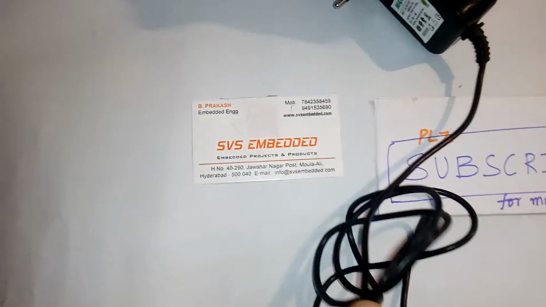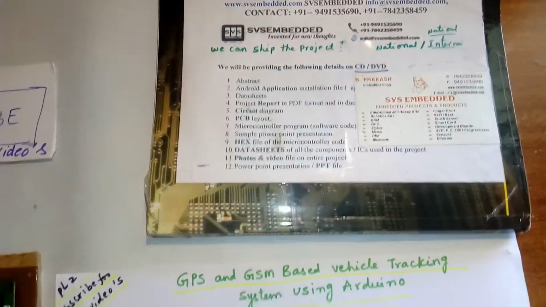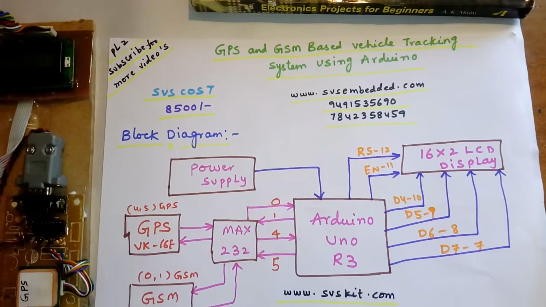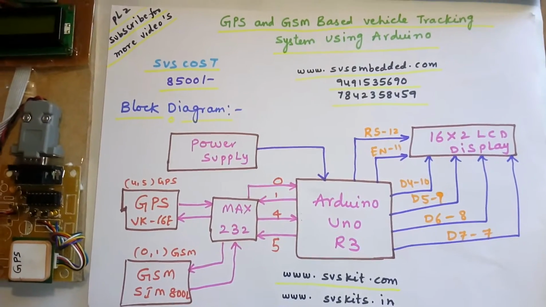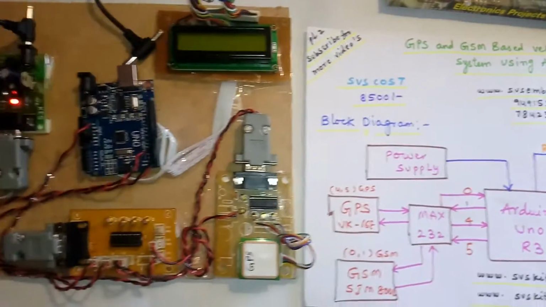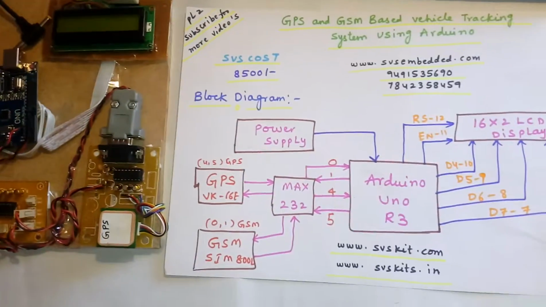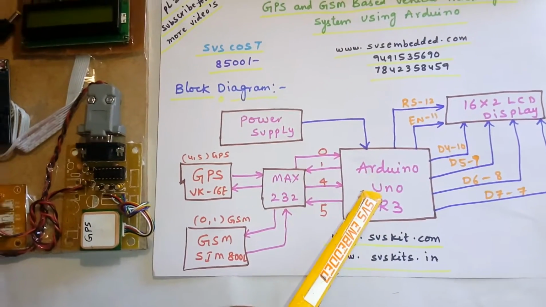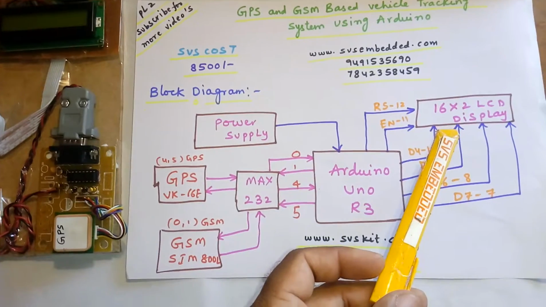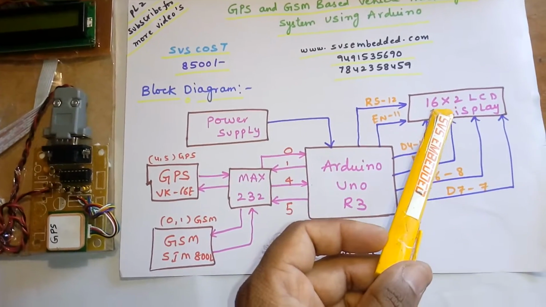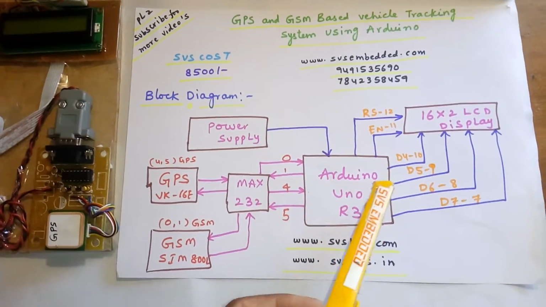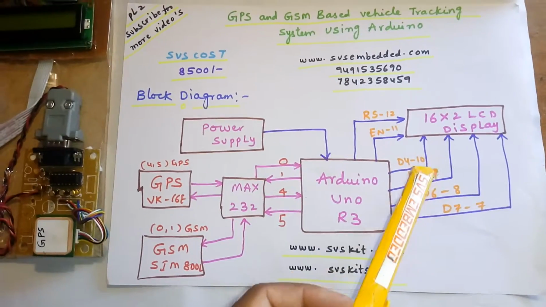The project title is GPS and GSM based vehicle tracking system using Arduino. Here I am using an Arduino Uno R3 and a 16x2 character LCD display. Whatever process is going on should be displayed on the LCD.